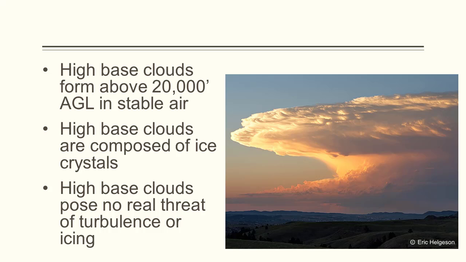High-level clouds form above 20,000 feet, and since the temperatures are so cold at such a high elevation, these clouds are primarily composed of ice crystals. High-level clouds are typically thin and white in appearance, but can appear in a magnificent array of colors when the sun is low on the horizon.